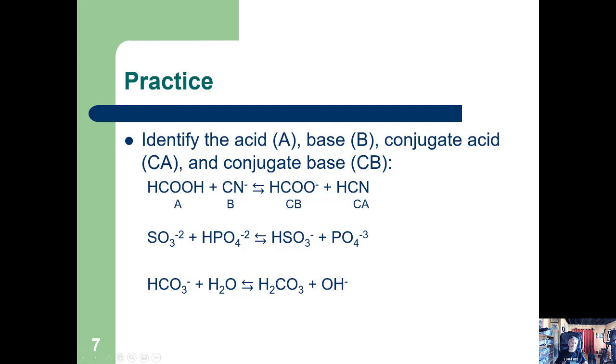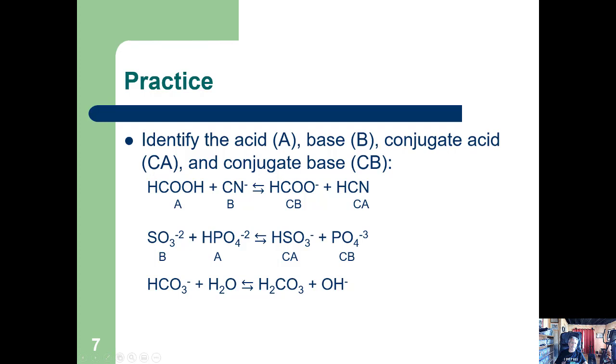Here we have sulfite ion. It obviously has to be the base because it has no protons. This is hydrogen phosphate. It's going to donate a proton, so it must be the acid. And then we have hydrogen sulfite or bisulfite, which is the conjugate acid when sulfite's behaving as a base, and phosphate is the conjugate base when hydrogen phosphate is acting as an acid.